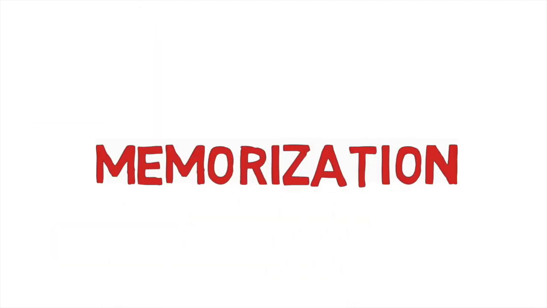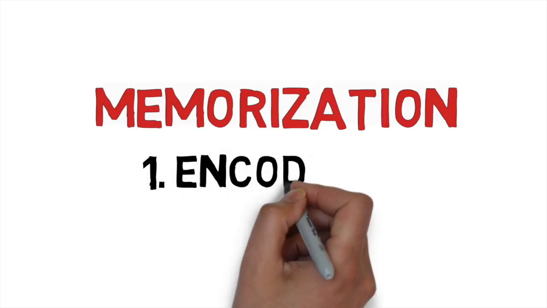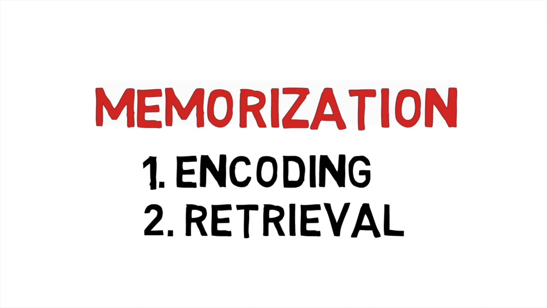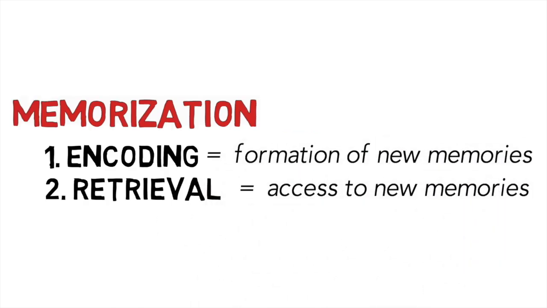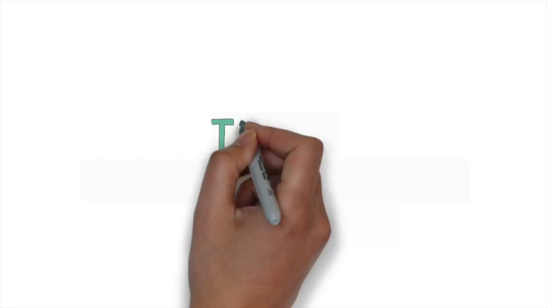Now, before we move on to tip number three, I just want to go over the two components of memorization, and they are encoding and retrieval. Encoding is formation of new memories, whereas retrieval is access to those memories. Majority of the time, we focus so much on encoding that we forget about retrieval of the information, which is very important for exams. So I'm gonna show you ways that help you with both of these things. Now, let's move on to tip number three.